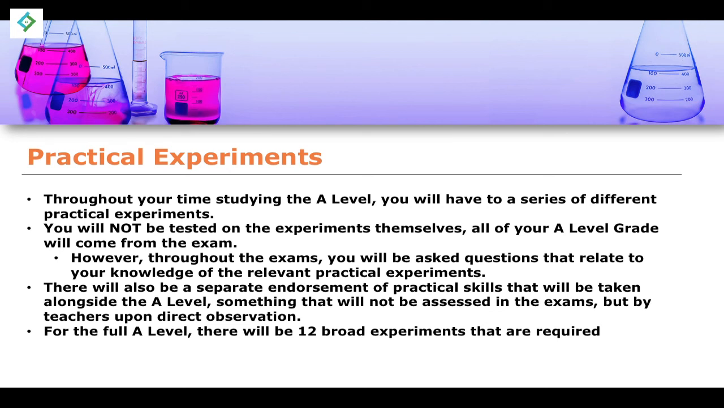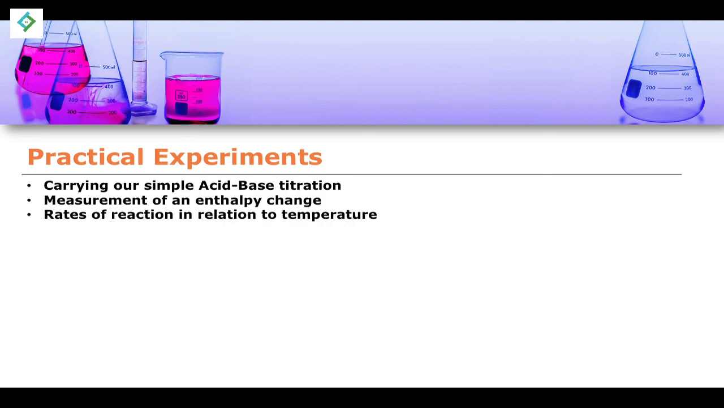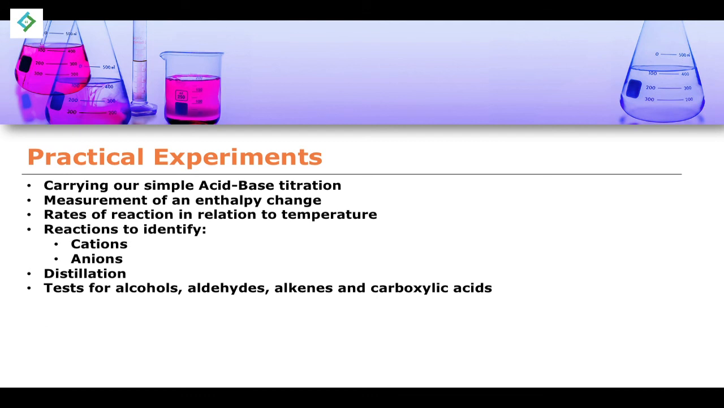Now, at the full A level, there are 12 broad experiments that are required to have been partaken. So you will have to do, for example, acid-base titrations, very simple acid-base titrations. They're quite easy to do. Measurements of enthalpy changes, rates of reactions in relation to changes in temperature. You will have reactions to identify cations and anions. You'll have distillation experiments, tests for alcohols, aldehydes, alkenes, and carboxylic acids. So tests to identify all of these different organic compounds.